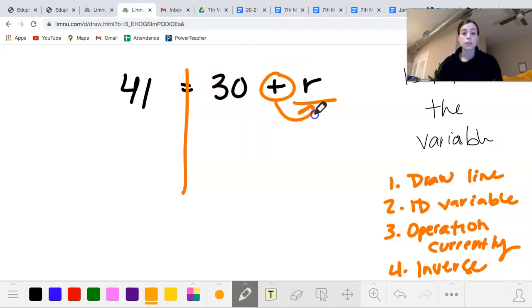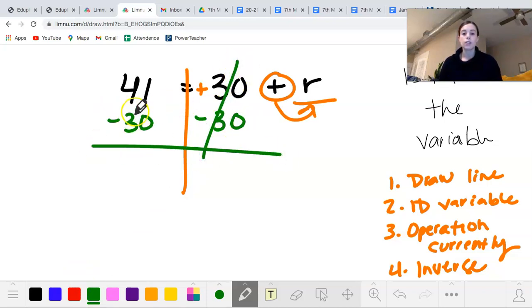Does this plus sign go with the 30? No, this plus sign goes with the R, right? It's whatever's in front of it. So in this case, this is a positive 30, so we just don't see the plus sign. So in order to do the inverse of positive or plus, I have to subtract 30. So I'm going to subtract 30 on both sides.